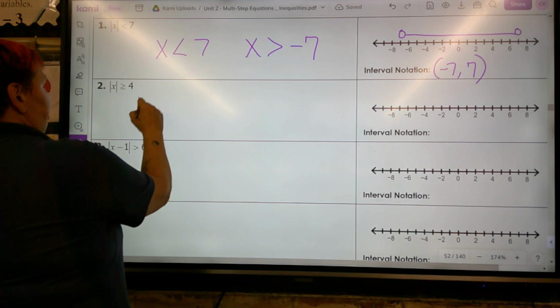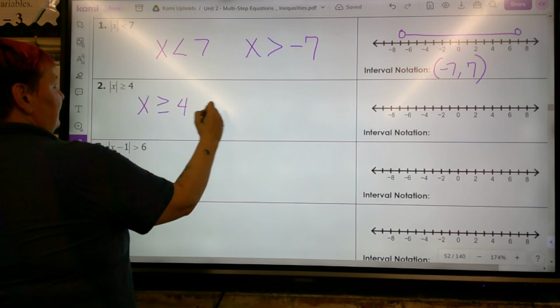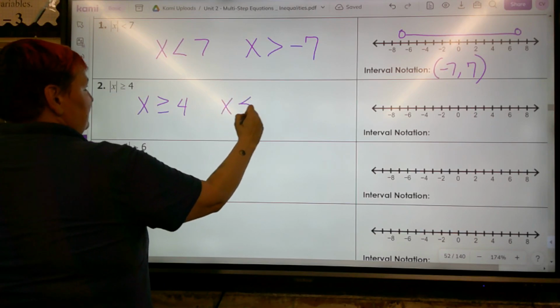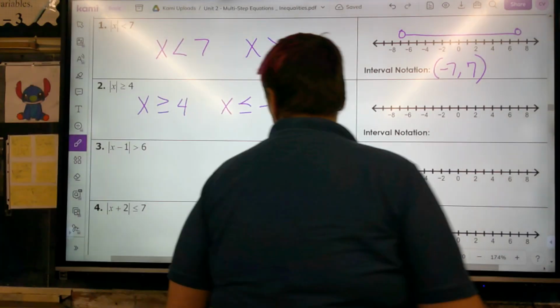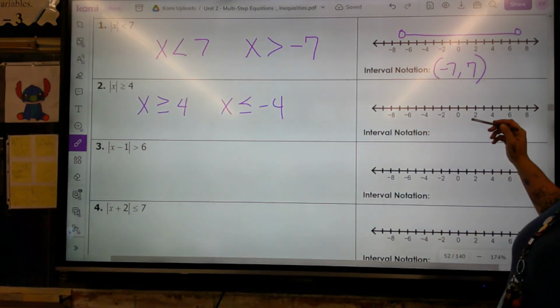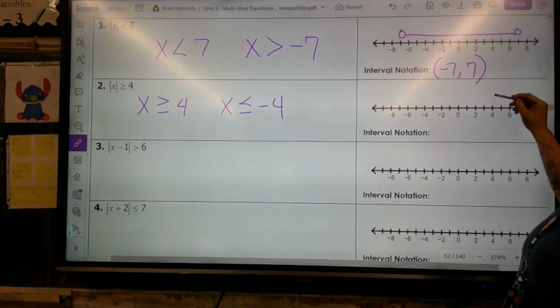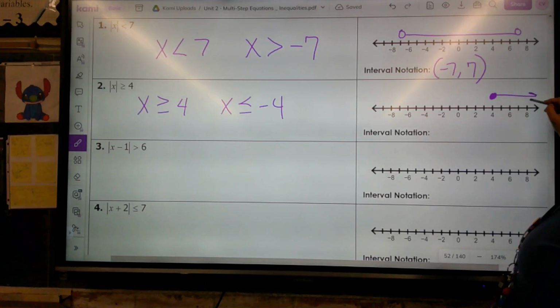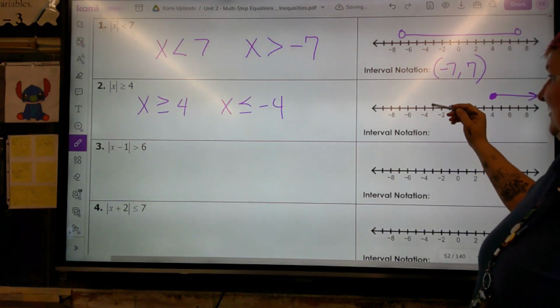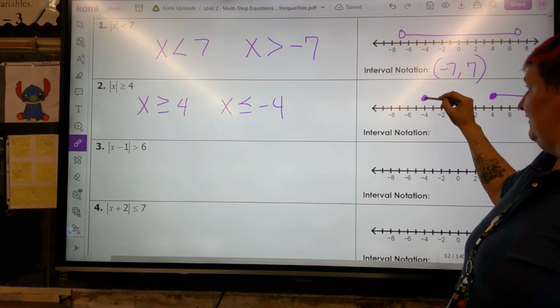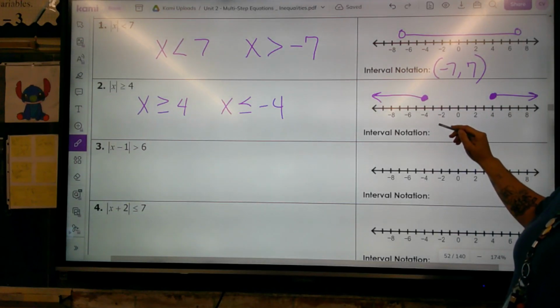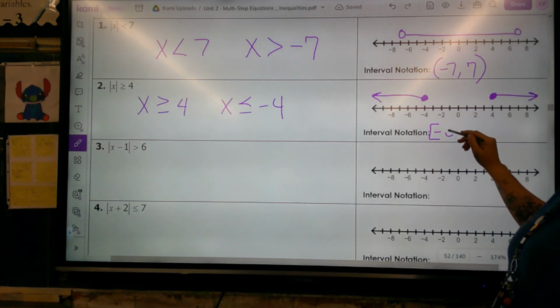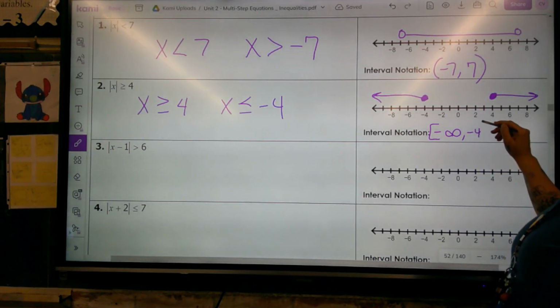So keep it, switch. Graph it. X is greater than or equal to 4. X is less than or equal to negative 4. Bracket. So negative infinity to negative 4.